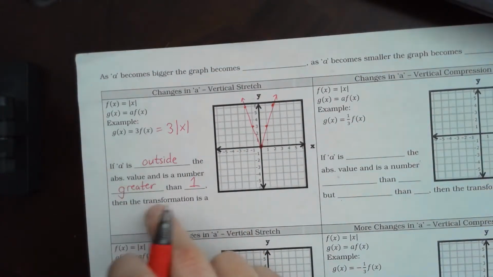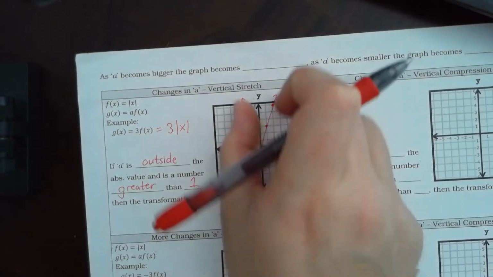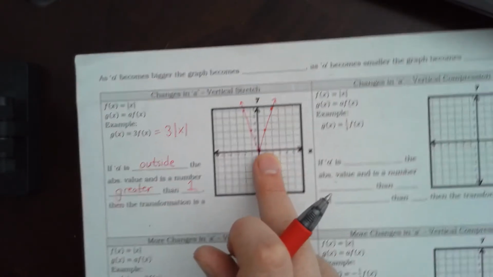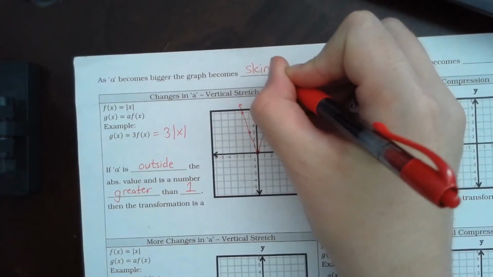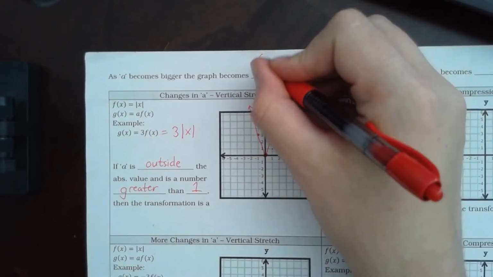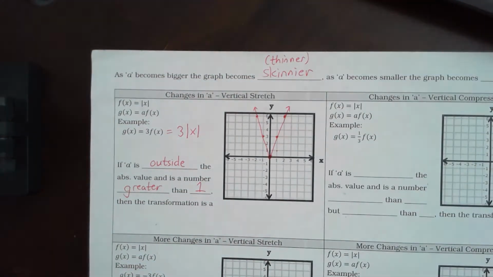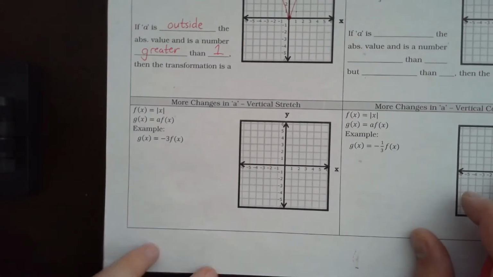So since A is greater than 1, our graph is increasing at every point. It's getting way bigger than it typically does, and that's why it looks skinnier. So as A becomes bigger, the graph becomes skinnier or thinner, depending on how you want to say that. Some people say different things. Alright, we'll move down here.